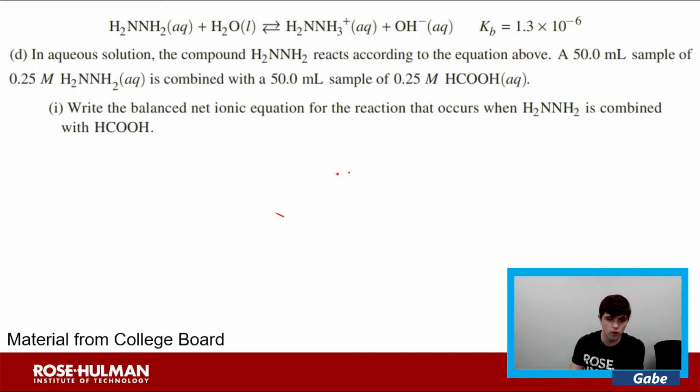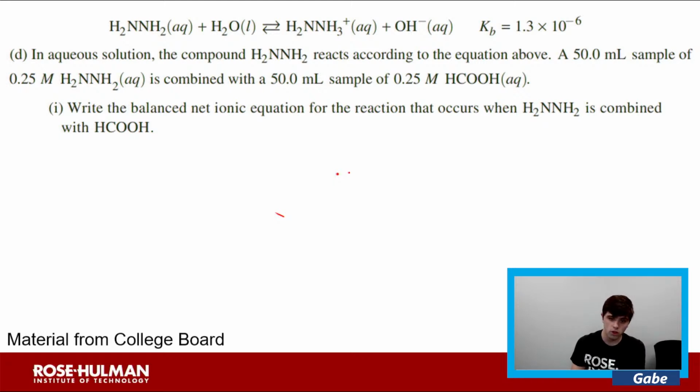All right, now moving on to part D. In aqueous solution, the compound H2NNH2 reacts according to the equation above. A 50 milliliter sample of 0.25 molar H2NNH2 is combined with a 50 milliliter sample of 0.25 molar methanoic acid. Part I, write the balanced net ionic equation for the reaction that occurs when H2NNH2 is combined with methanoic acid.